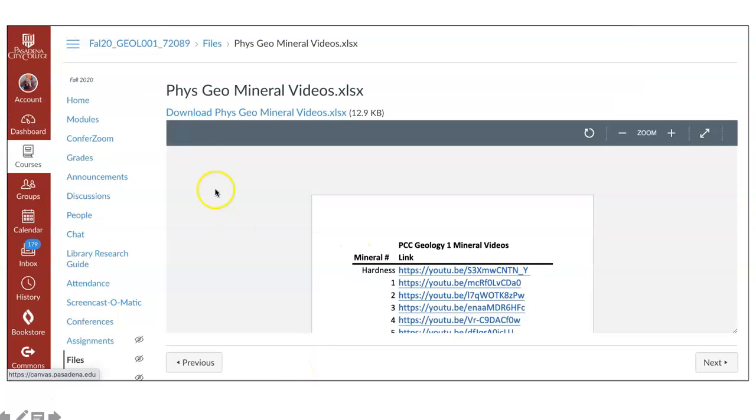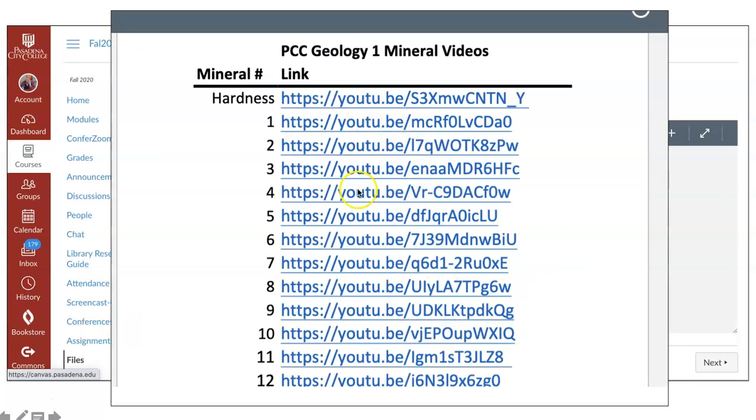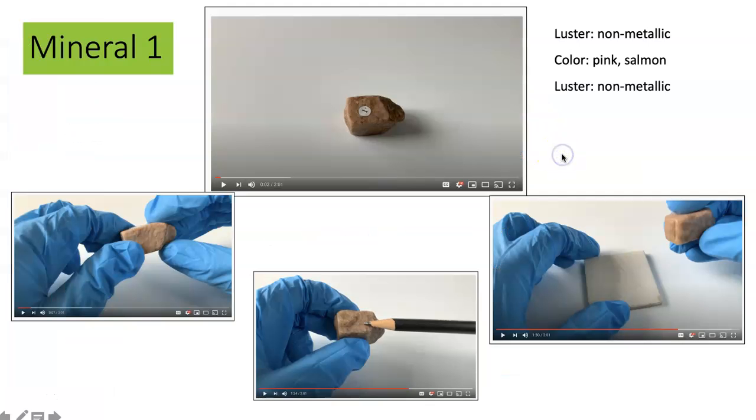And when you open that Phys Geo Min videos, which you've already done, you can either download this as an Excel file, or you can select individual mineral numbers. If you scroll down a little bit on this page, I'll show you that 1 through 10 are here. So you just click on whichever one you want to look at, and then you'll see a 1 to 2 minute video. So I'm going to click on number 1, and I'm just showing you some snapshots from that video.